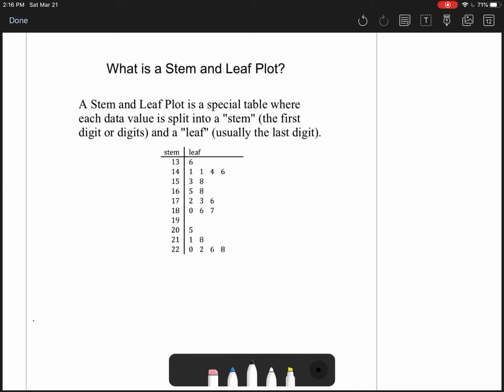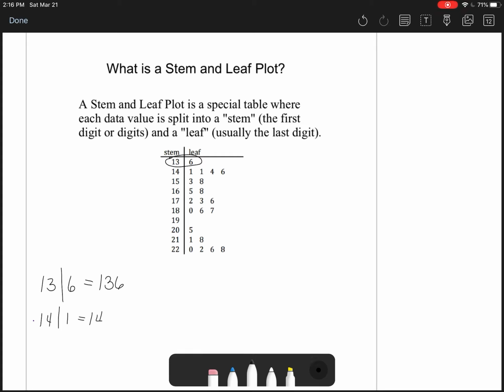So for example, in this stem and leaf plot that we have here, take a look at the first row. We have 13, a line, and then 6. That would represent the number 136. So that would be the numbers that we have in our data. For the next row, 14.